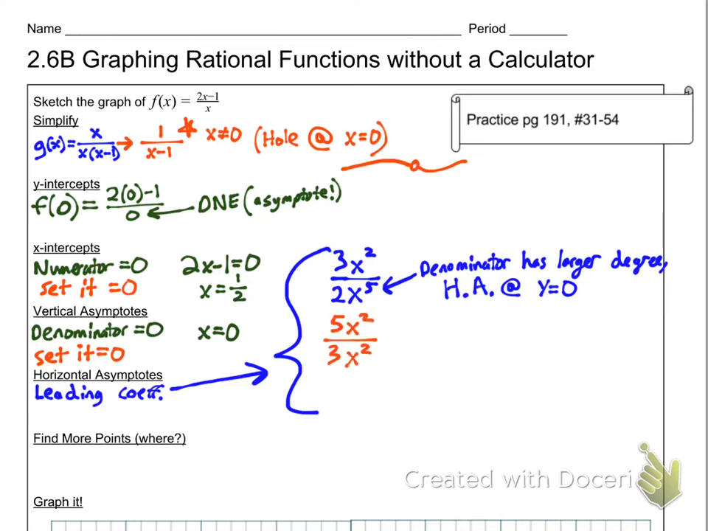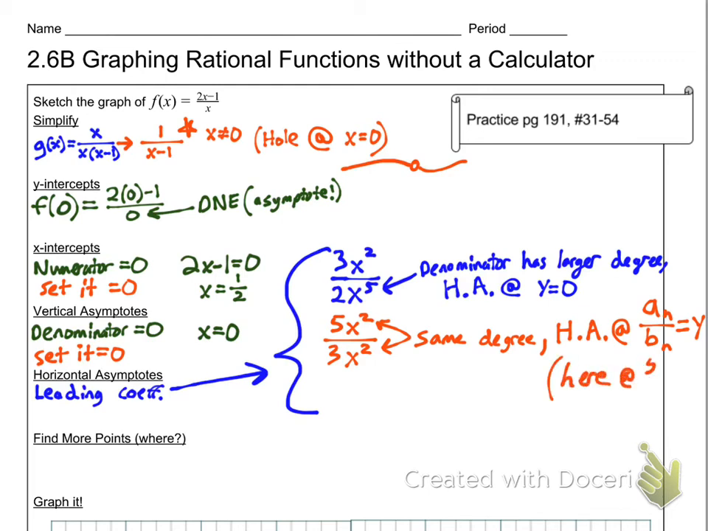Let's say that the exponents or the powers are the same degree on the top and the bottom. Well, then the horizontal asymptote is just the top coefficient divided by the bottom coefficient. In other words, here it's 5/3. So y equals 5/3 would be the horizontal asymptote. That's what happened on the front. We had 6 divided by 3. 6 over 3 is 2. So 2 was the horizontal asymptote.